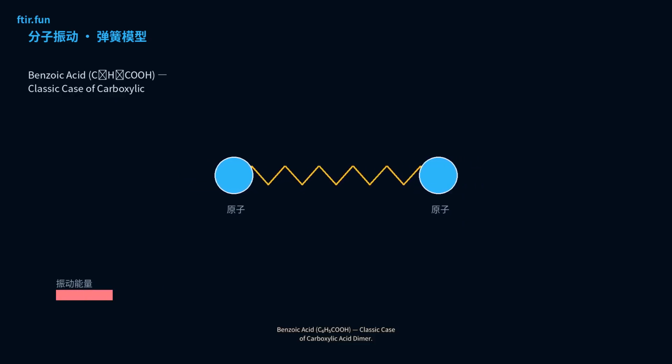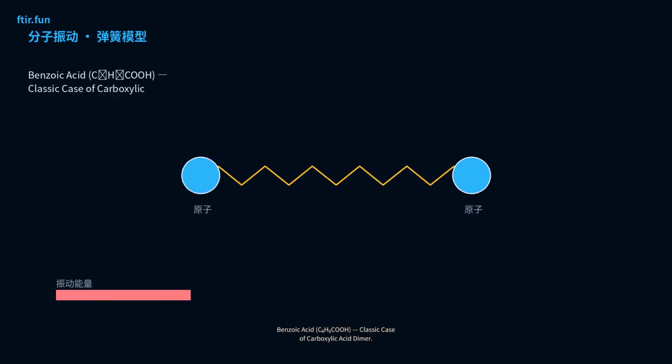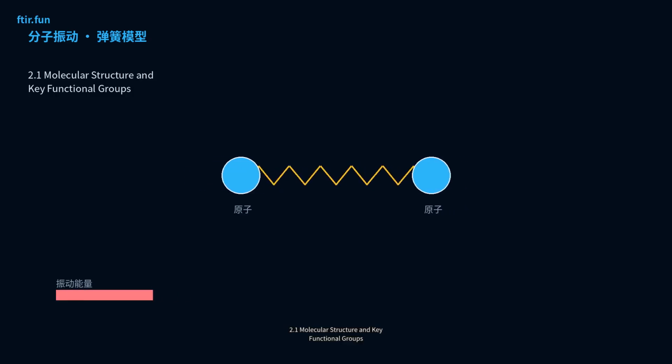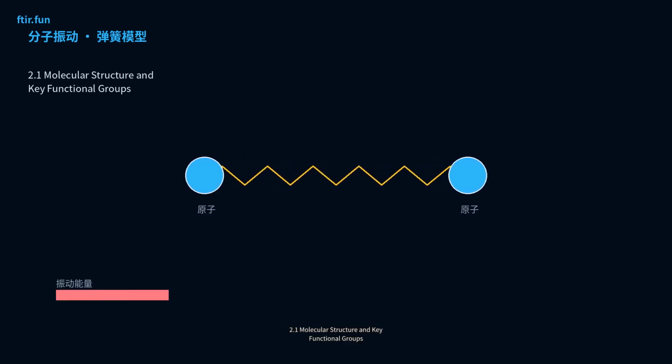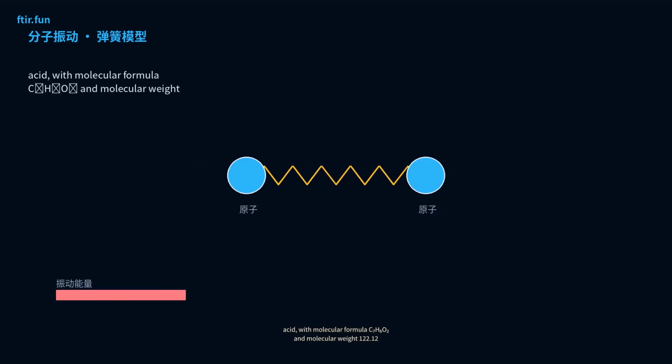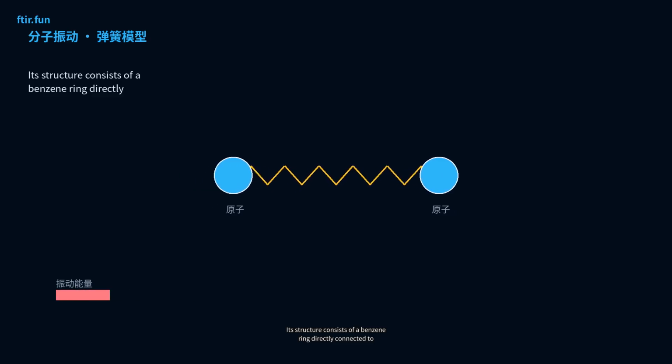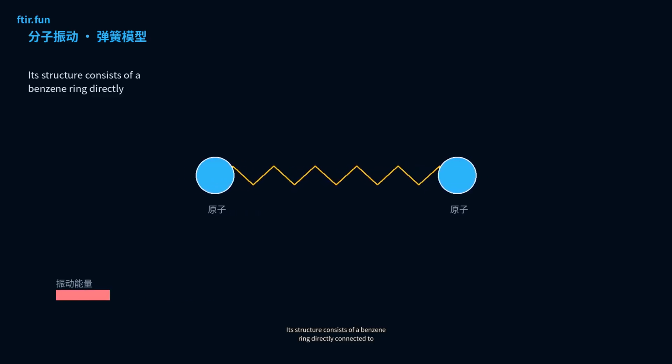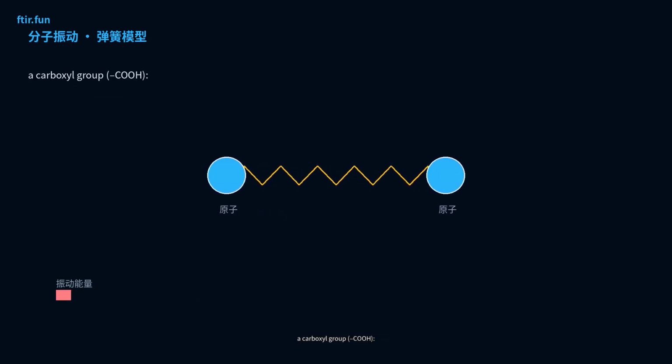Next, benzoic acid, the classic case of the carboxylic acid dimer. 2.1 Molecular structure and key functional groups. Benzoic acid, CAS 65-85-0, is the simplest aromatic carboxylic acid with molecular formula C7H6O2 and molecular weight 122.12. Its structure consists of a benzene ring directly connected to a carboxyl group, COOH.